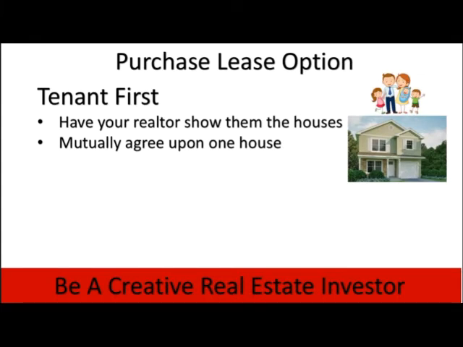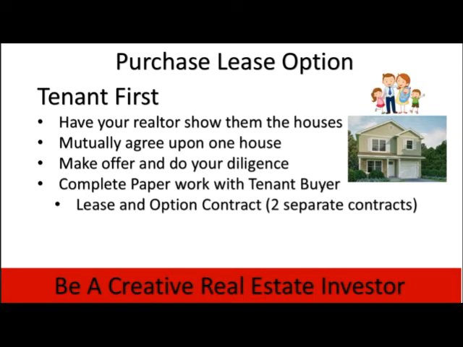Once you have mutually agreed upon one house, the tenants love this house, and you're happy with the condition of the house based upon your realtor's feedback, then you make an offer and go through the whole due diligence process of making sure that it is a good house. While you're doing your diligence on the property, you're going to complete all the paperwork with your tenant buyer, which means a lease as well as the option contract, which are 2 very separate contracts.